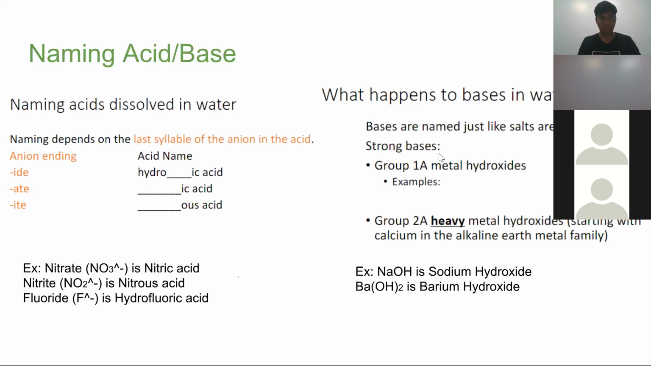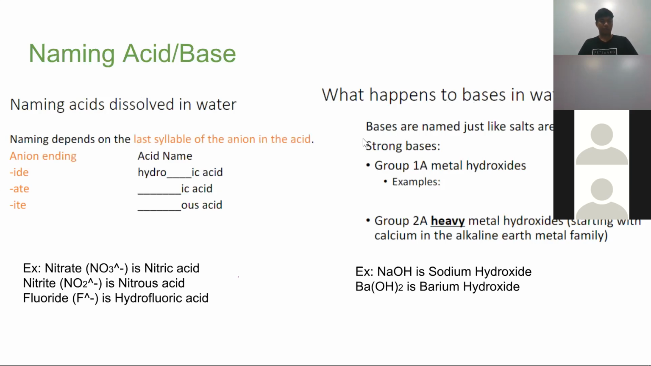These two slides were taken from Dr. Kelly's PowerPoint. These are just the naming processes, how to find it. So there are three different endings to an anion: IDE, ATE, and ITE. Each of them has its own specific way of naming an acid. If it ends in IDE, it's hydro-blank-ic acid. ATE is blank-ic acid, and ITE is blank-ous acid.